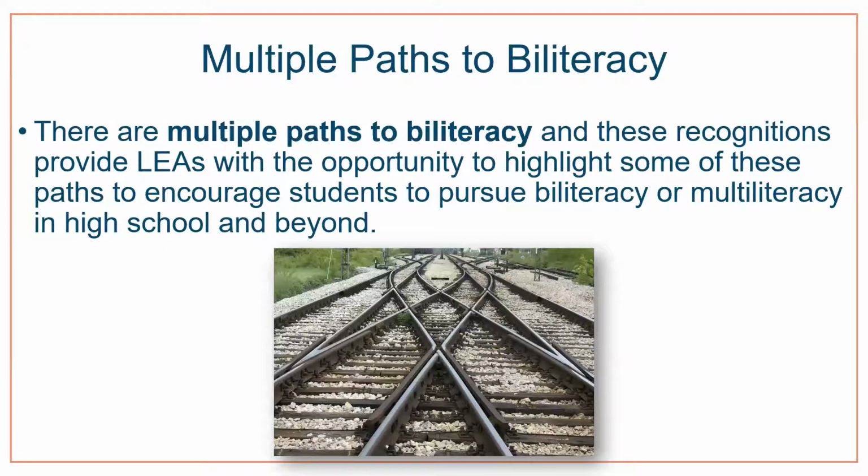As you know, there are multiple paths to biliteracy. These recognitions provide LEAs with the opportunity to highlight some of these paths and to encourage students to pursue biliteracy or multiliteracy in high school and beyond. If these recognitions do not mesh well with the path to biliteracy established at the LEA, they may be modified, or the LEA may choose to create its own recognition or criteria that better reflects the program model or models offered.